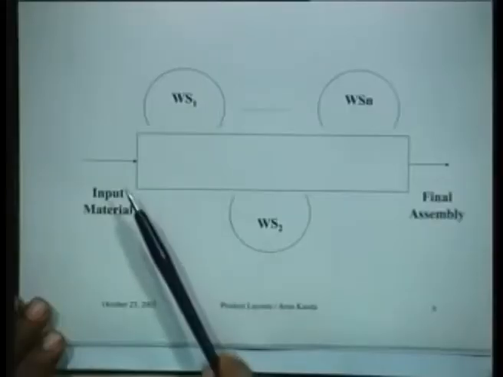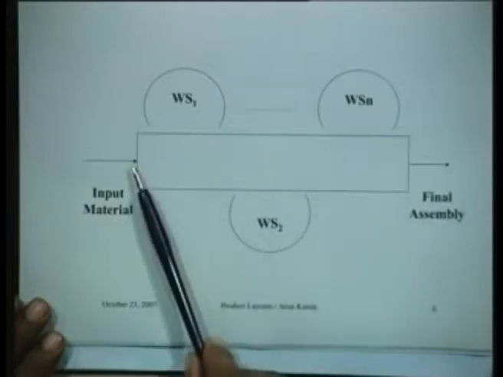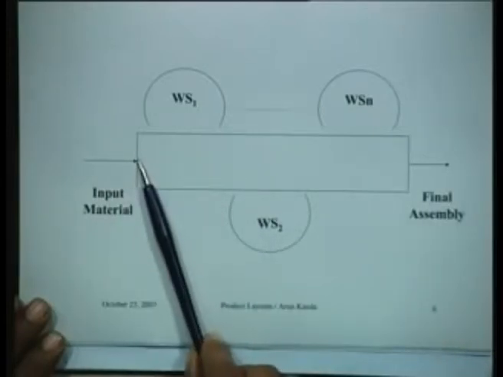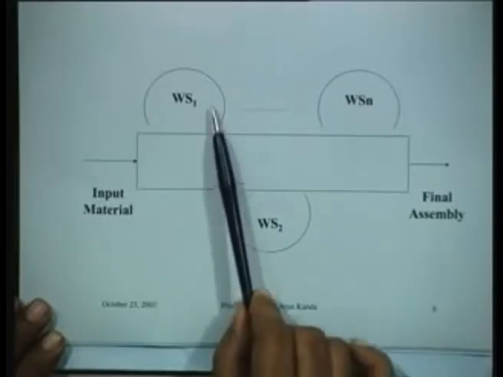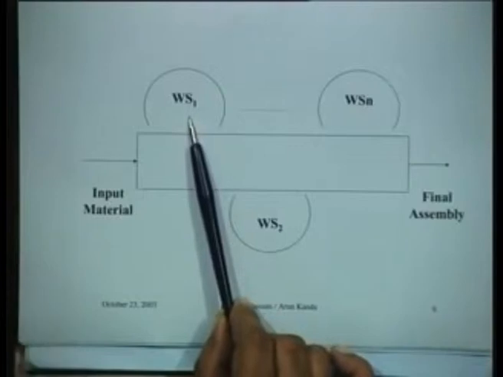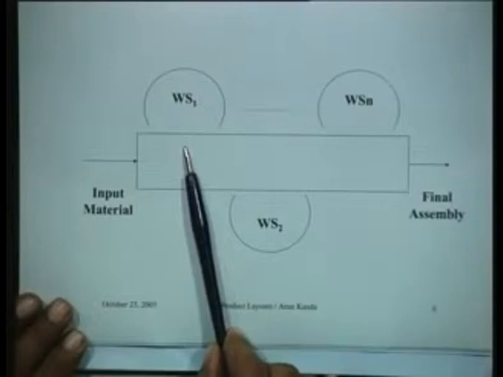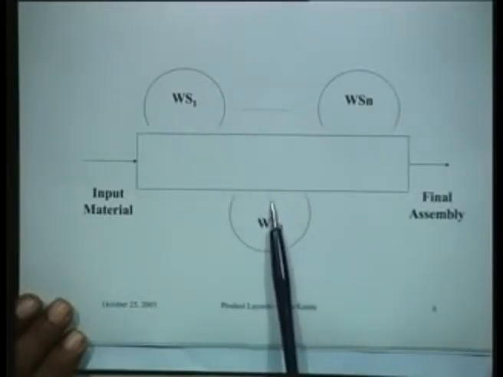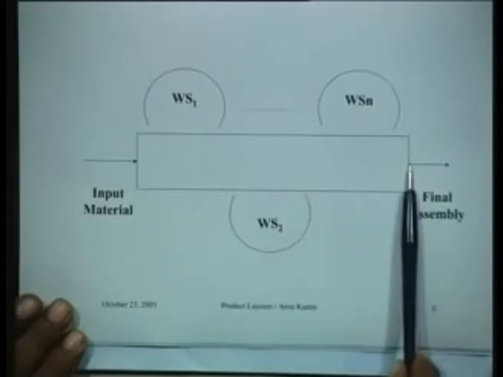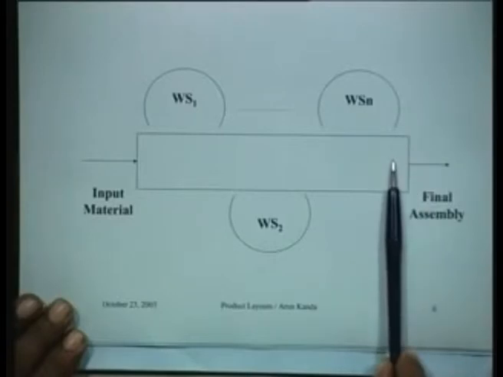What is an assembly line? An assembly line is a sequential progression where the input material comes in at one edge, and then it goes to the first workstation, which could be a person or a machine, anything. This workstation performs certain operations on it, sends it to the next operator who performs the operations which are required, and so on. So at the end of the whole thing, the final assembled product comes out of the line.